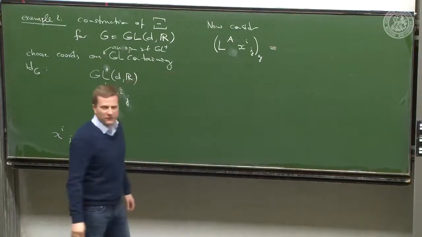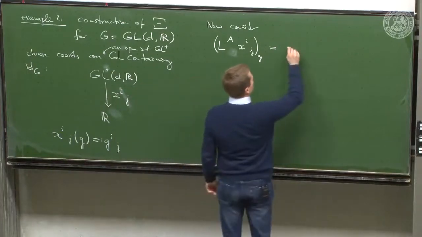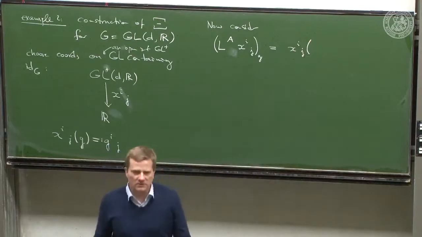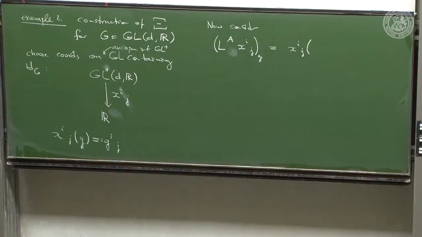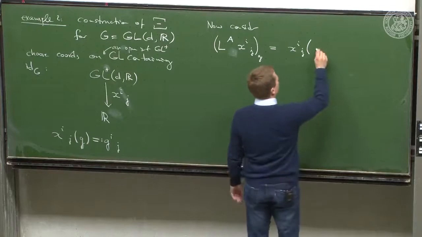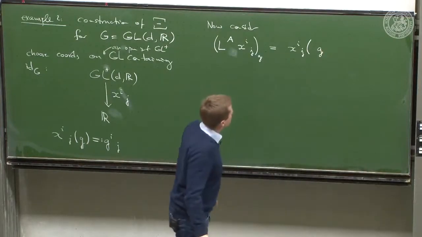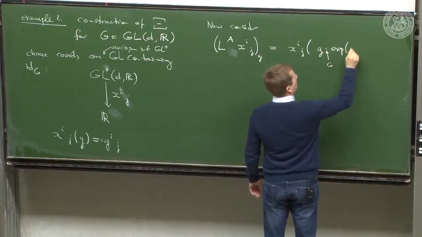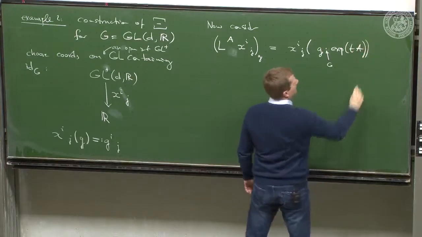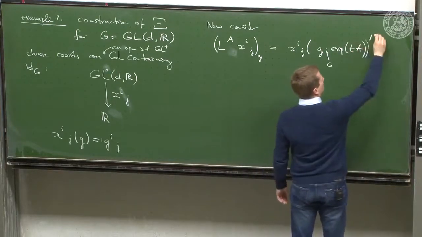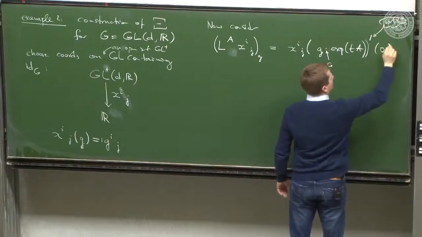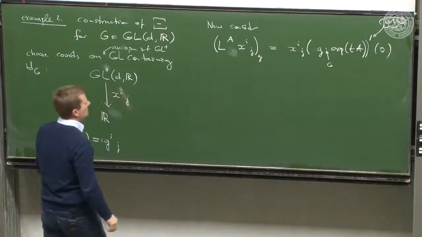So what is this, the action of a vector field on a function? Well, by the very definition, you take the function and you let it act on the curve to which the vector field is tangent. Now the point is that this vector field is tangent to g·exp(tA). And then you take the derivative with respect to t, and you evaluate at the point 0. Now is this right?